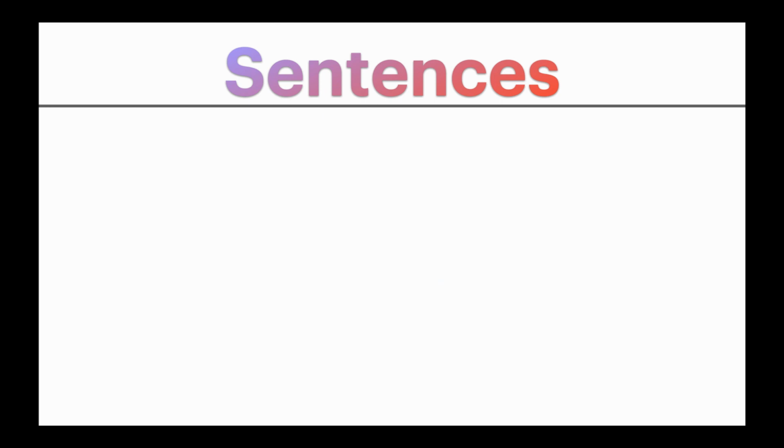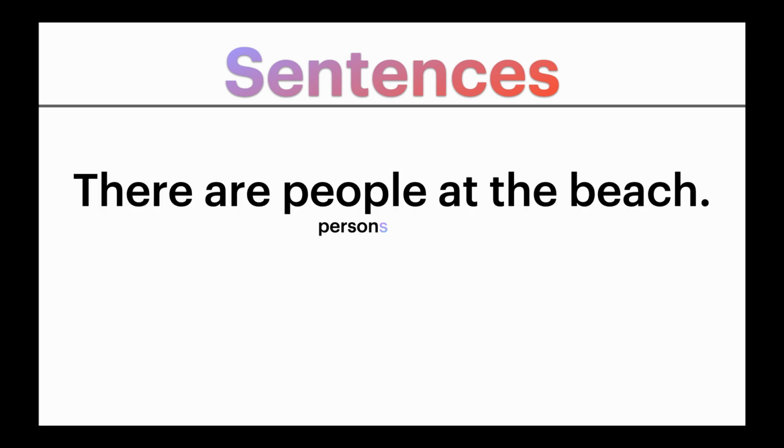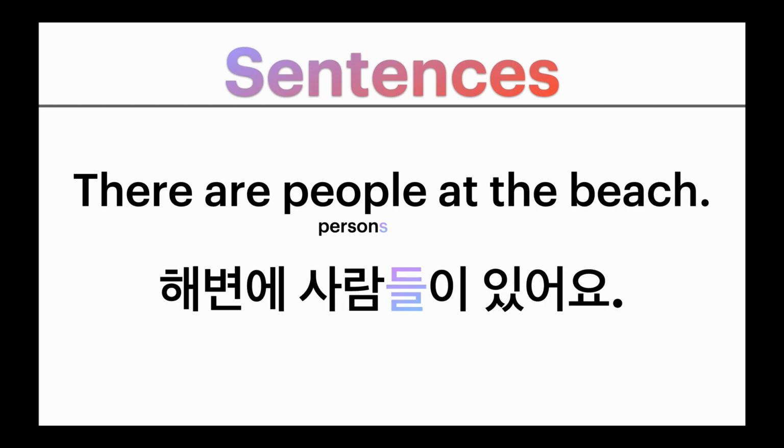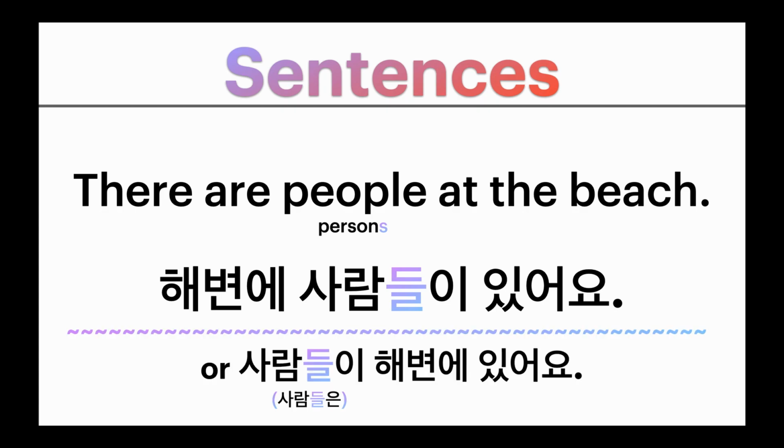And now for just a couple of sentences. This is my attempt to combine the color schemes of 의 and 들. Let's go ahead and start with there are people at the beach. 해변에 사람들이 있어요. Or if you said 사람들이 해변에 있어요, that would be okay too.